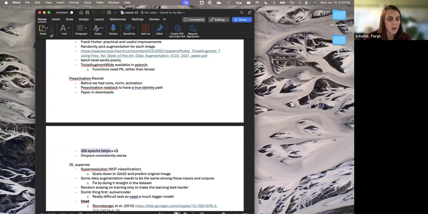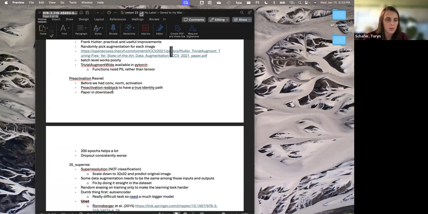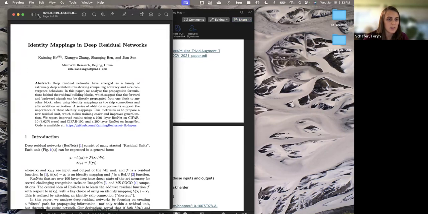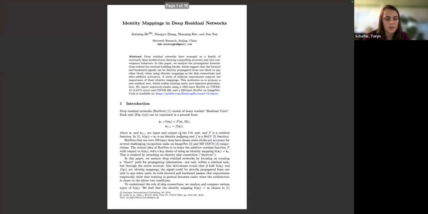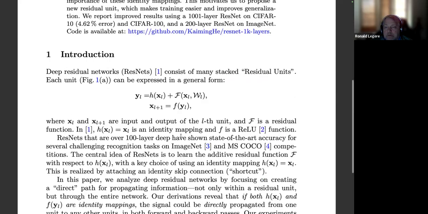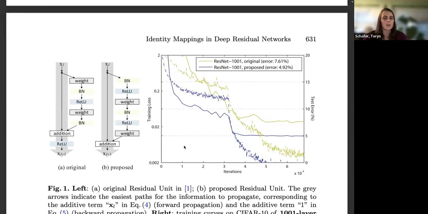And then yes, that 200 notebook helped a lot. It looks like I didn't talk about this. So there is this pre-activation ResNet. Oh, I downloaded the paper. Gave myself a note. Is this it? Yes, this identity mappings. Does anyone remember this? Oh yeah, so this is what we've been using.